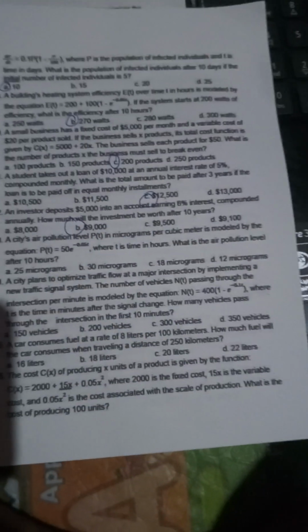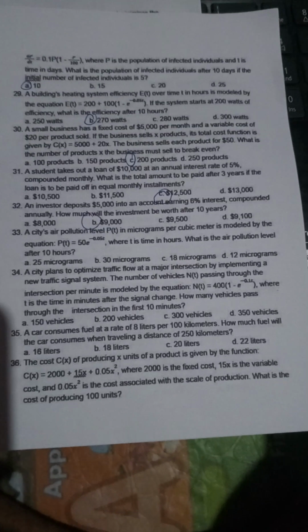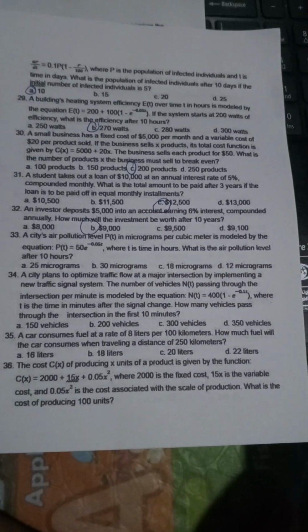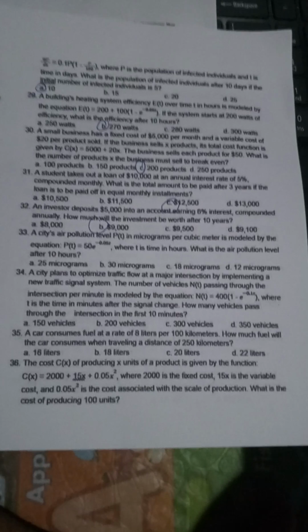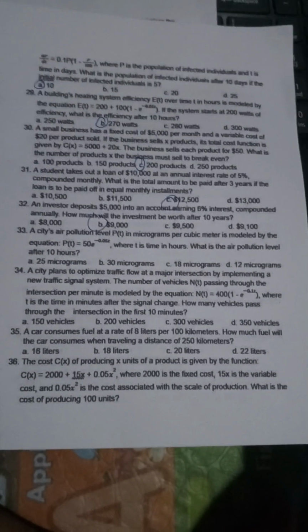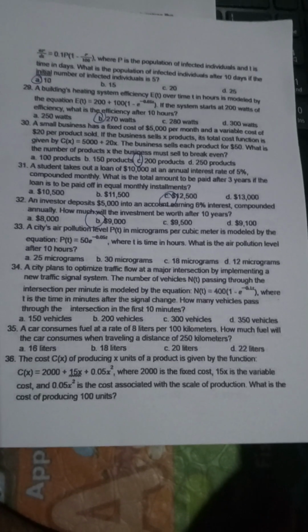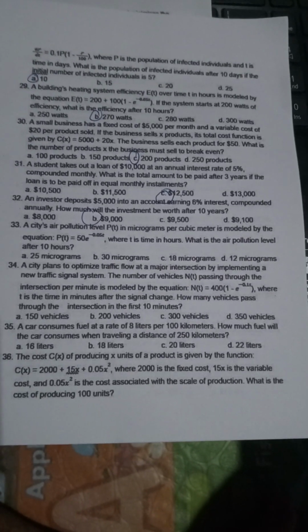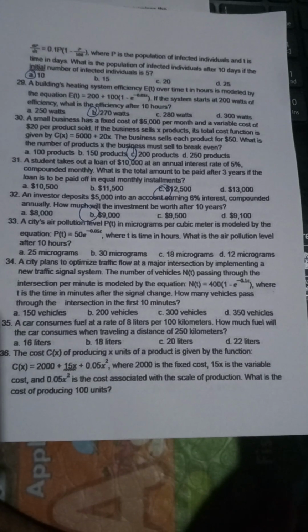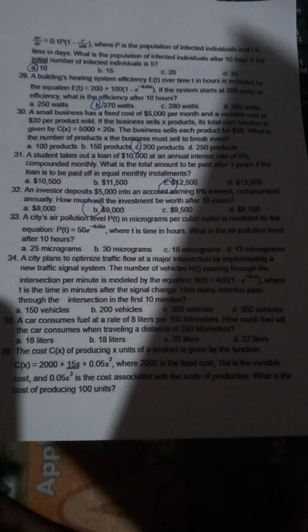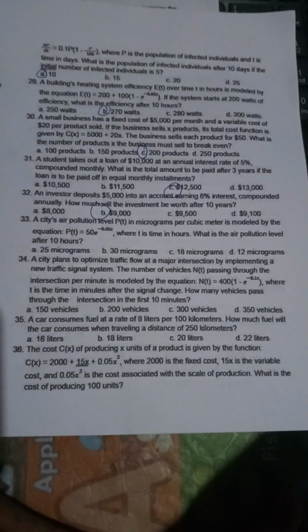Number 33, a city's air pollution level P of T in micrograms per cubic meter is modeled by the equation P of T is equal to 50 Euler raised to 0.05 T, where T is time in hours. What is the air pollution level after 10 hours? So the answer of number 33 is letter A, which is 25 micrograms.